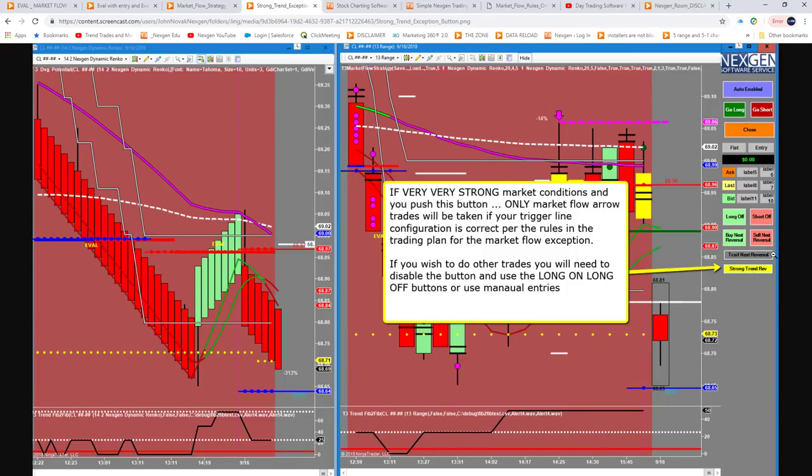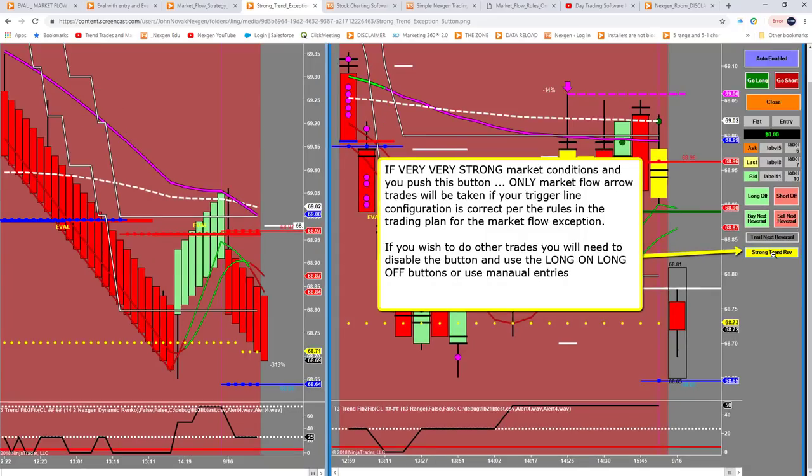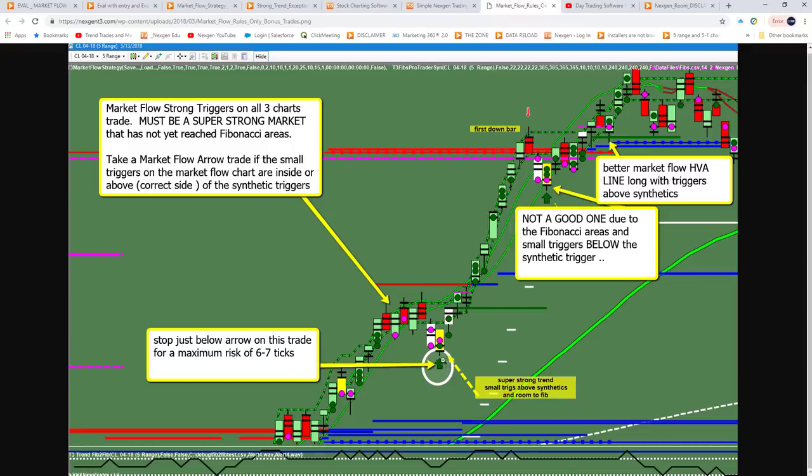That's what this yellow button will do. So if you find yourself in a very, very strong market condition and you push this button, it's only going to take the trades that have the arrow with them in the direction of the triggers. It won't do the other trades unless you actually turn the long or short buttons on. So again, if you push this one because the market's really, really strong, it's going to do these arrows for you when the trigger line configuration is correct.